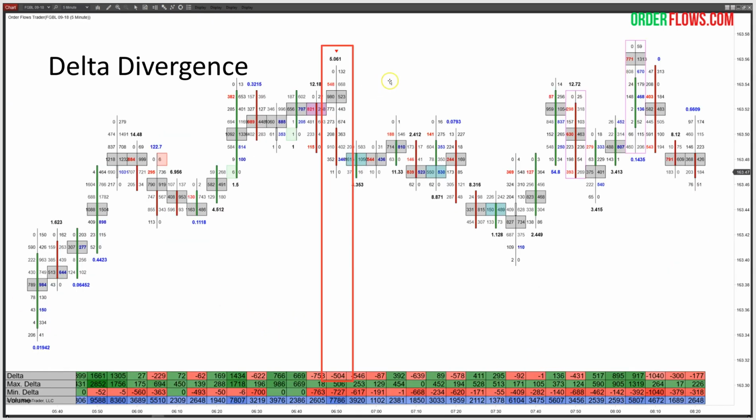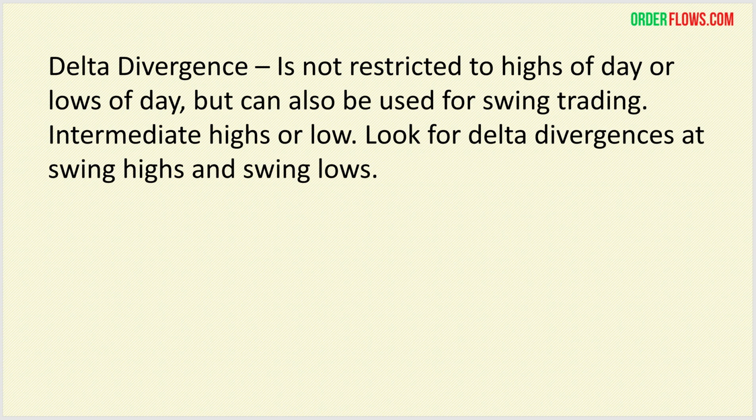Here's another example. New or equal high, negative delta, red candle, the market sells off. So what people sometimes don't realize is delta divergence is not necessarily restricted to highs of the day or lows of the day. You can use it if you're a swing trader, right? If you're looking for intermediate highs or lows, look for divergences at swing highs or lows.